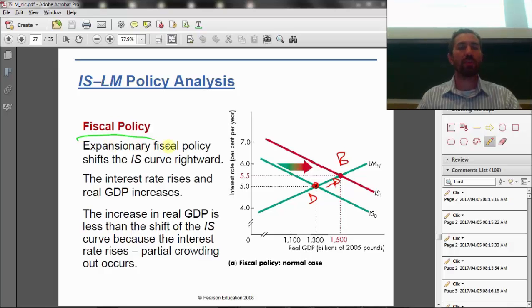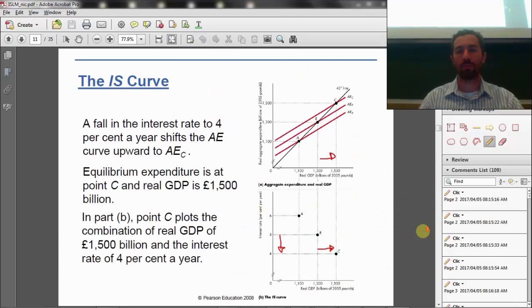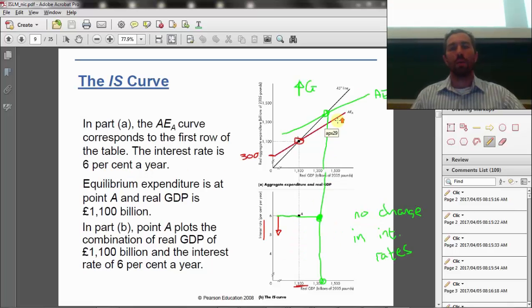When we have an expansionary fiscal policy, our IS curve shifts to the right. We saw how to derive our IS curve. When our interest rate changes, so if we have aggregate expenditure curve AEA, the key here is the interest rate. If the interest rate decreases, our aggregate expenditure shifts upwards. A decrease in interest rate increases, for example, investment spending. An increase in investment spending shifts the aggregate expenditure curve upwards.